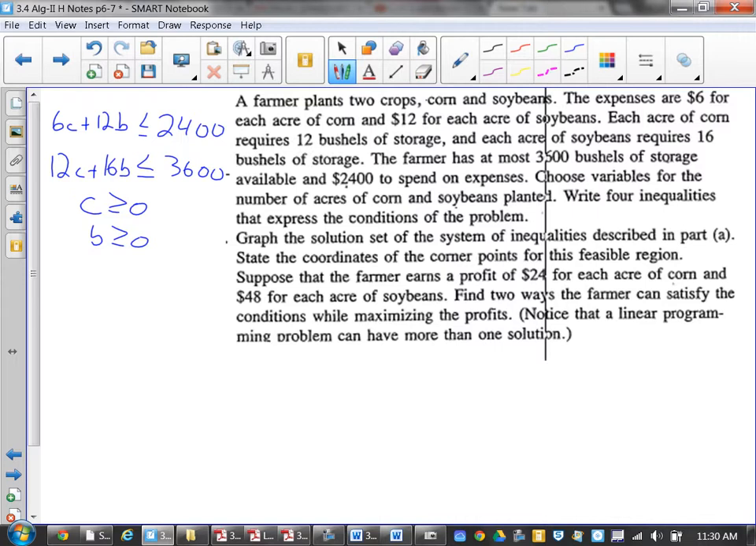Anyway, what do you got? Okay. So I put C is greater than or equal to 12 because I thought it requires this. That's like the least amount of storage you need to have, and so that's why I did that. And I don't think that's it.